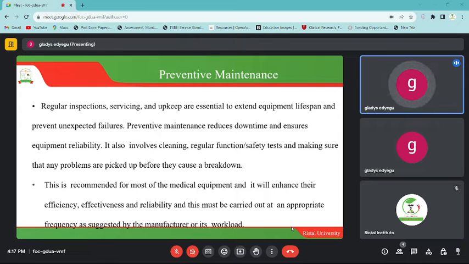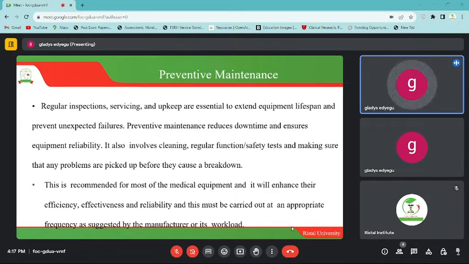And this must be carried out at an appropriate frequency as suggested by the manufacturer or its workload. So you realize that when you get these equipment manuals, when you read them, they show us and guide us on the periodic maintenance of these machines. So we don't take those manuals for granted, but we need to read them through.